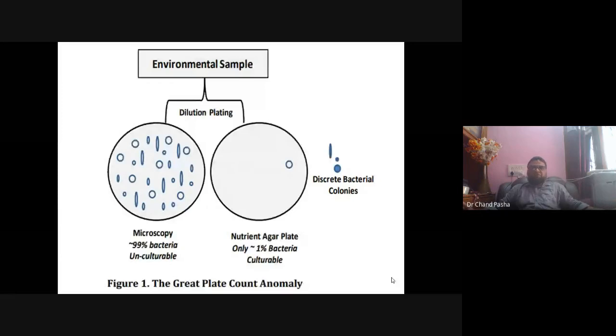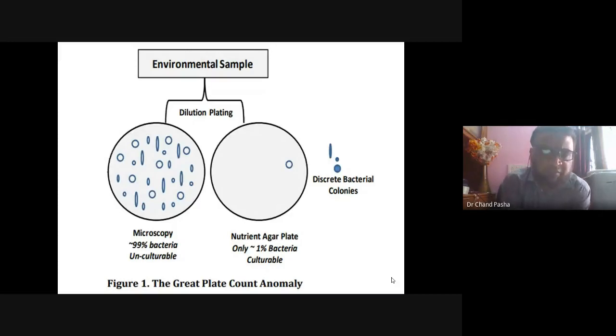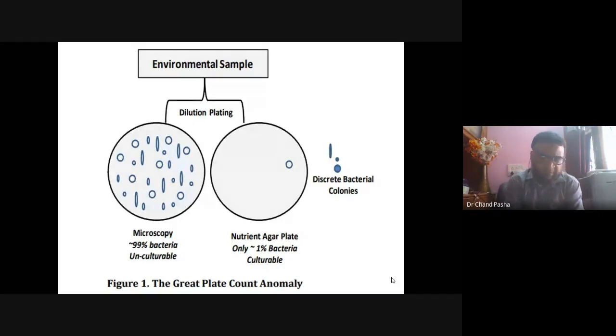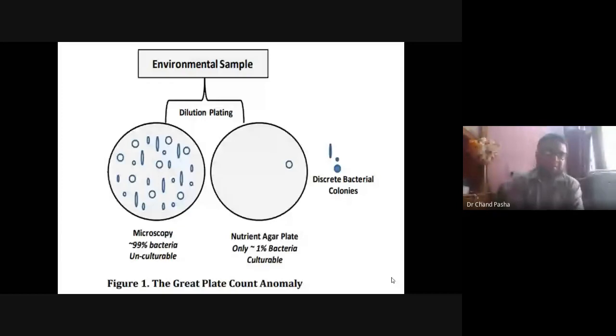This is an unusual feature. You must be having a doubt: how can we be sure we are seeing all these bacteria under the microscope? There must be artifacts in the sample. We have methods to remove artifacts also. Normally, whenever we collect a sample, we mix it thoroughly and allow it to settle for some time, so the debris, sand and other things settle down.